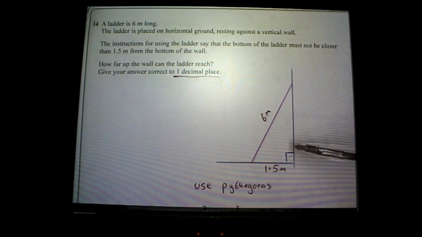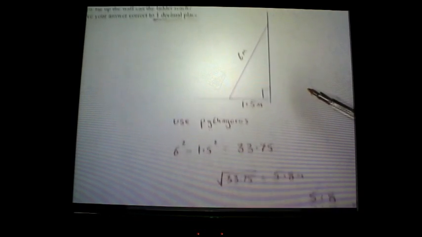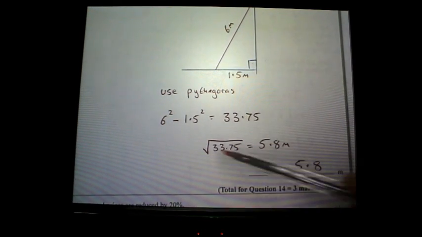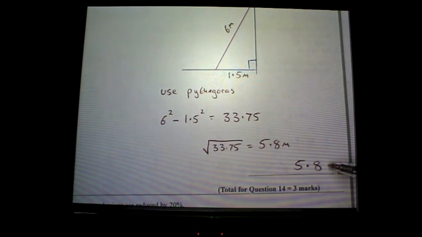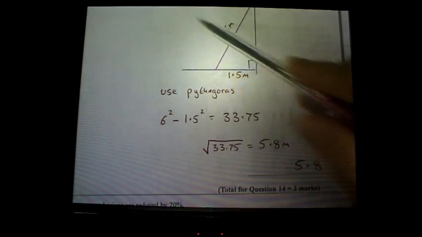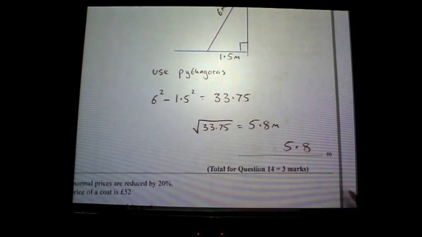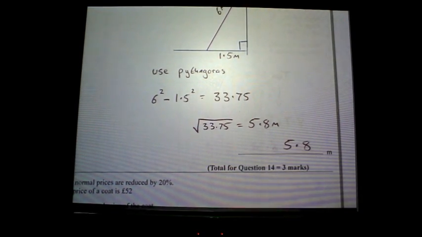Once I've drawn this, I think it's fairly obvious you've got to use Pythagoras. You know the long side, so we're going to be doing the taking away one. So 6 squared, take away 1.5 squared is that. Square root it, you get 5.8. It does say to give the answer to 1 decimal place, which is what I've done. So 3 relatively simple marks there.